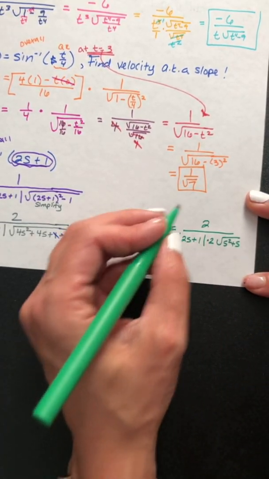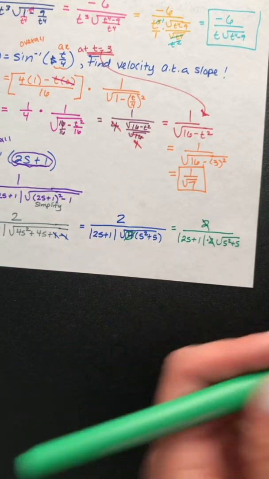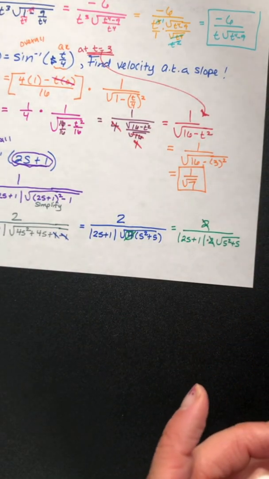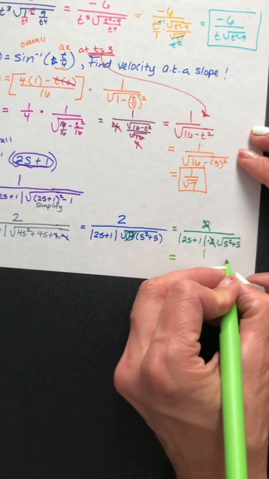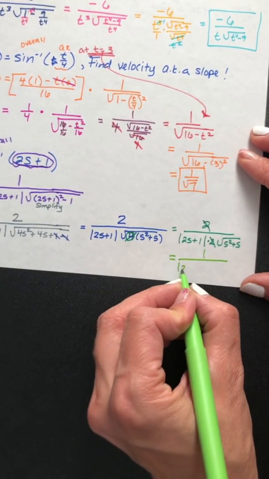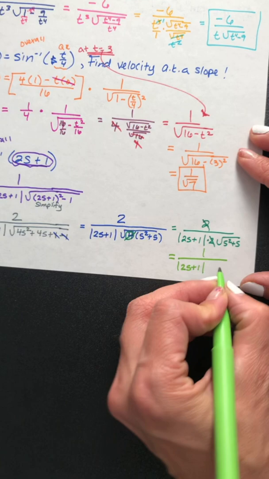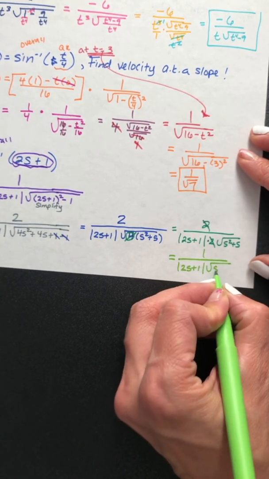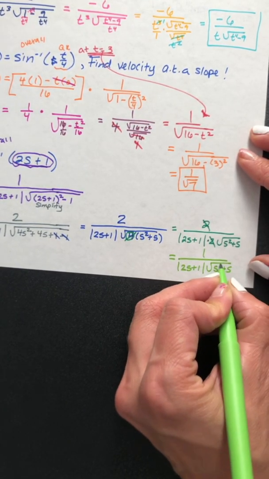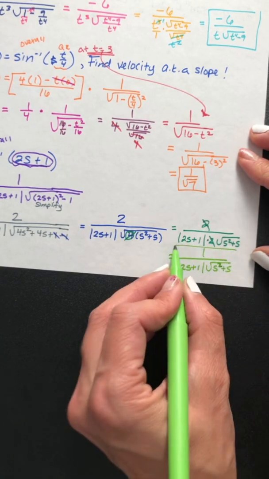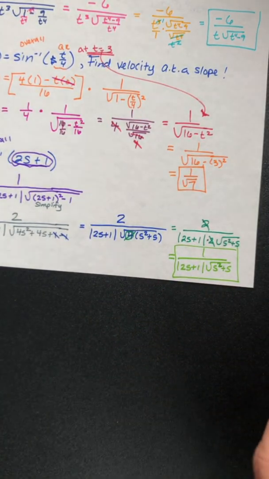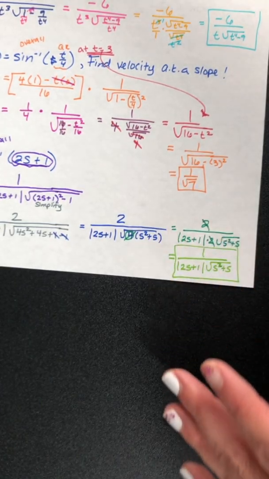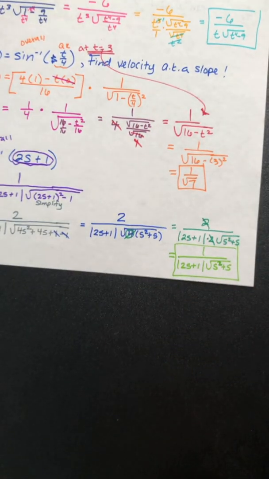Okay, and then last but not least, these 2's cancel. So when something cancels out like that, it turns into a 1. So 1 over the absolute value of 2s plus 1 times the square root of s squared plus s. And that is the final answer. So yeah, that was kind of a yucky problem. But like I said, these are not the greatest, but it's something that you have to learn.